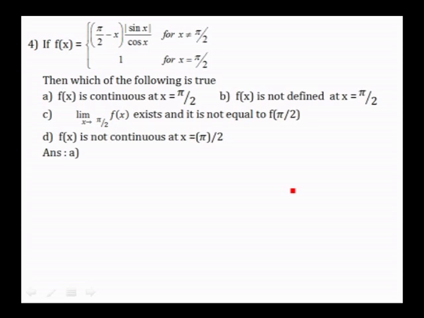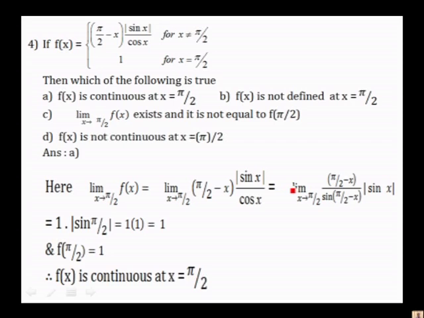So this fourth problem is a very interesting problem. He has asked which of the following is true. So if you consider the limit of this as x tends to pi by 2, f(x) equals (pi by 2 minus x) times mod sin x over cos x. Try to write this cos x. So as it is, if you allow x to tend to pi by 2, this becomes 0, this is 1, and this cos pi by 2, once again 0 by 0 form.